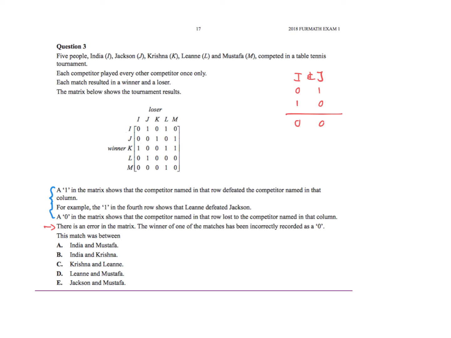So I and M. So we think it's I and M. If we look at I and M, we've got a 0 there. If we go down to M and I, there's 2 zeros. So one of them should be a 1. So we're going with answer A.